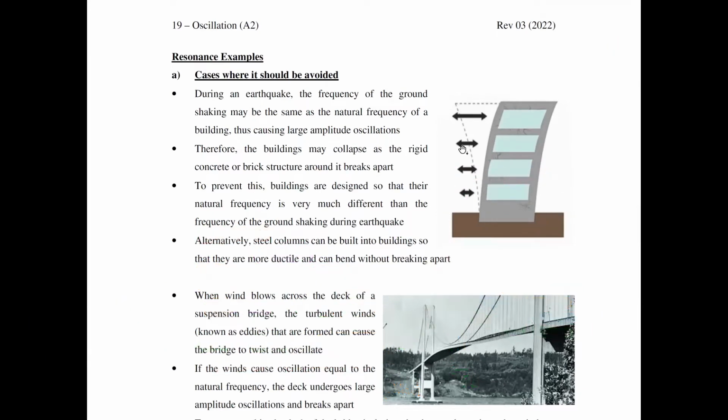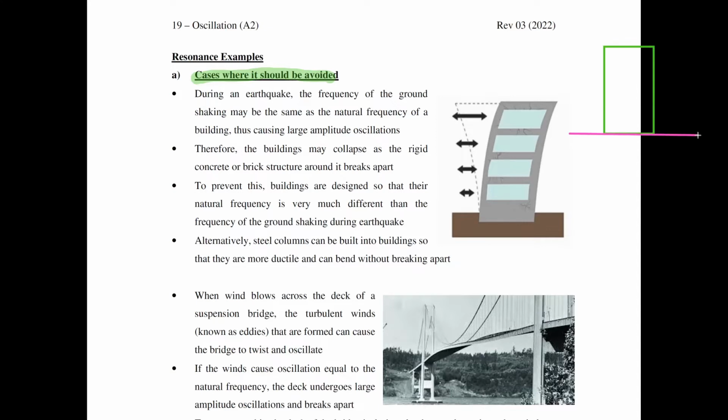Okay, then we move on to the last part of your chapter, which talks about resonance examples. Now, resonance can be both useful and not useful. You need to know a bit of both. Now, let's just say, for example, what are the cases where resonance should be avoided? Okay, the easiest case to quote would be for the case of a building when it's subjected to an earthquake. Now, say for example, if you have a building like this, we know that it's actually resting on the ground.